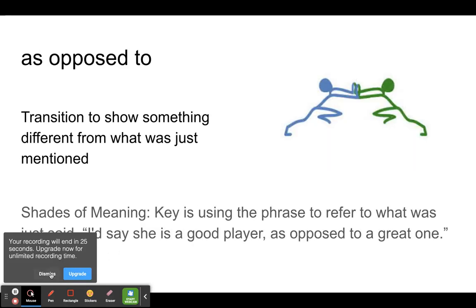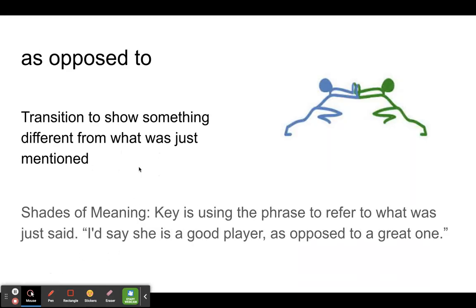And then last one is as opposed to. It's a transition to show something different from what was just mentioned. So you can see these two people pushing against each other. They are opposed to each other and different. The key is using the phrase to refer to what was just said.